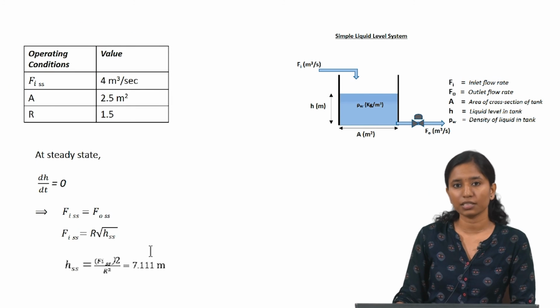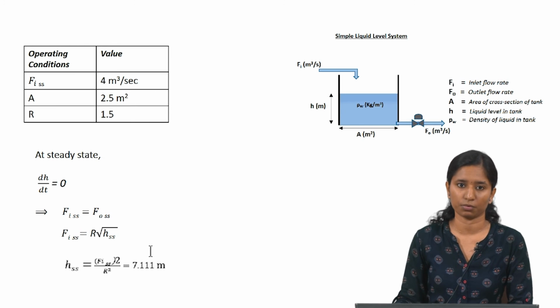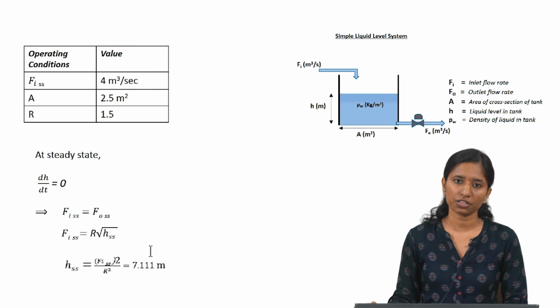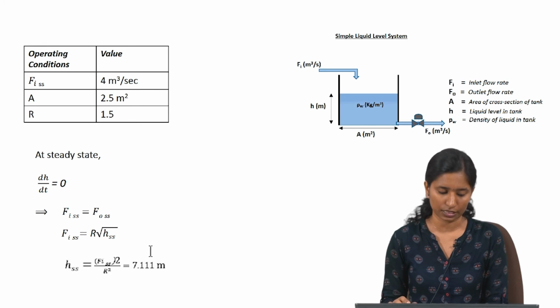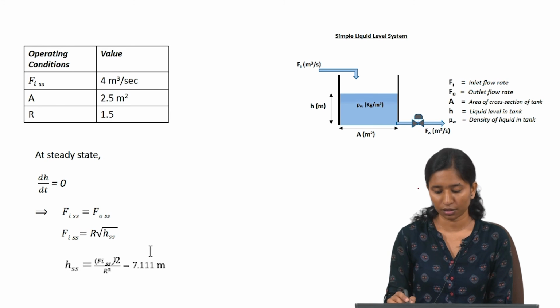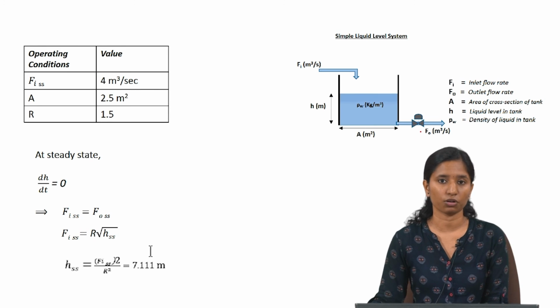So, for simulating this process, we need to define the operating conditions and the parameters of this model. The operating condition is nothing but the inflow rate, and the parameters in this particular case are the area of cross section of the tank and the resistance in the outflow of the tank.